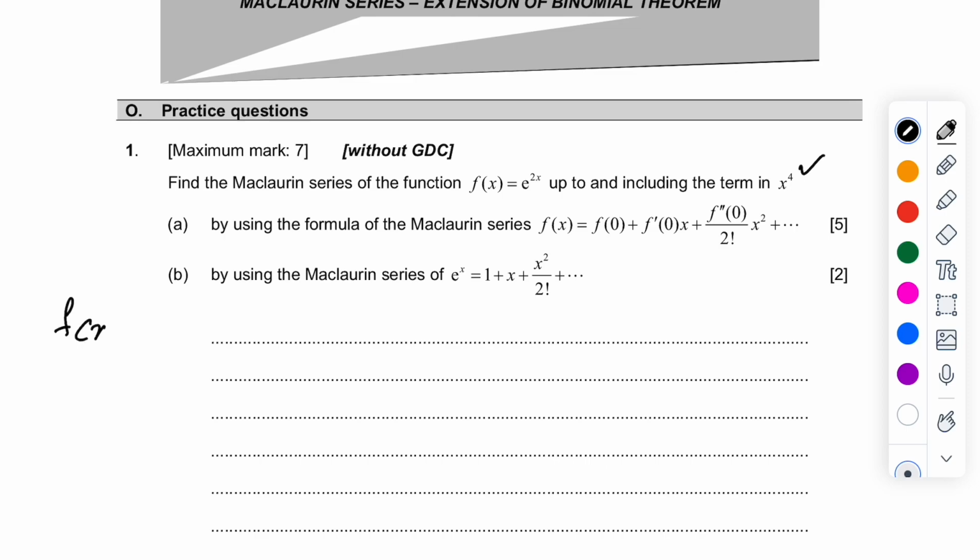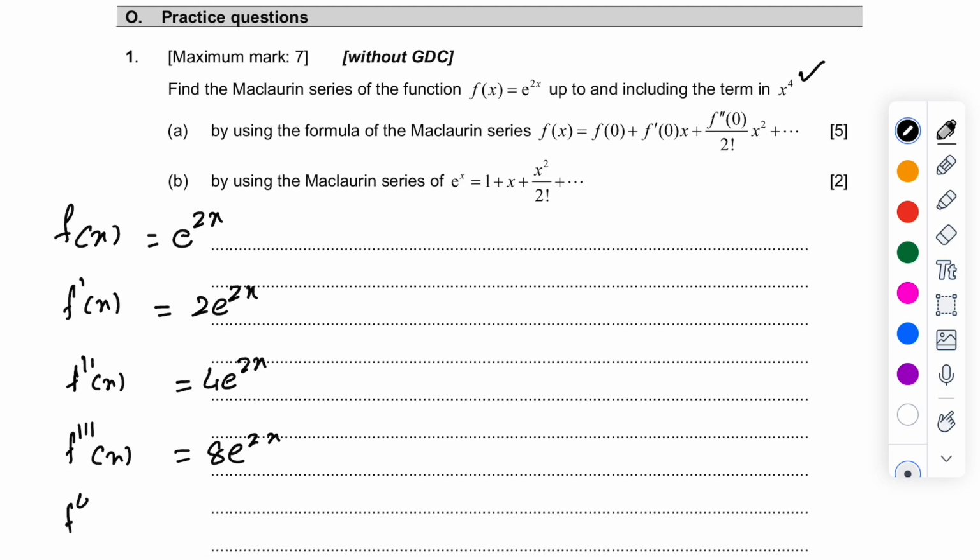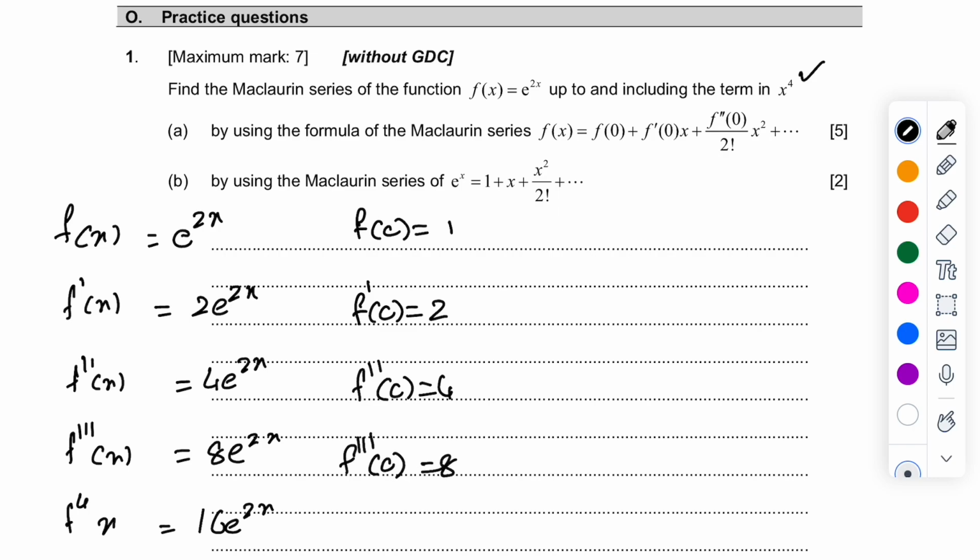So first of all, f of x equals e power 2x. First derivative, what does that become? 2 e power 2x. Second derivative becomes 4 e power 2x. Third derivative becomes 8 e power 2x, and the fourth derivative becomes 16 e power 2x. Now plug in 0 in the main function, it becomes 1. Plug in 0 in the first derivative, 2. Second derivative, 4. Third derivative, 8. And the fourth derivative is 16.